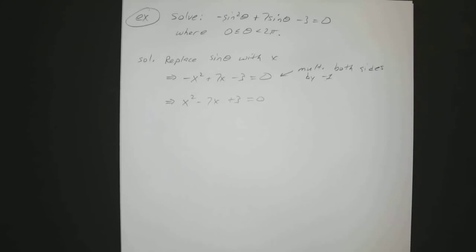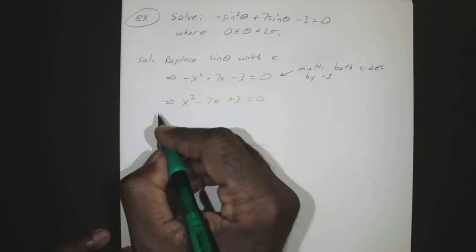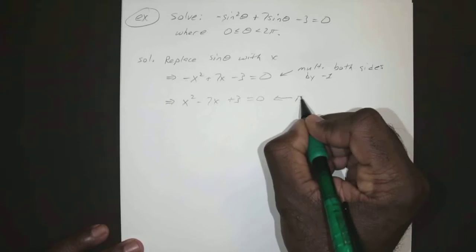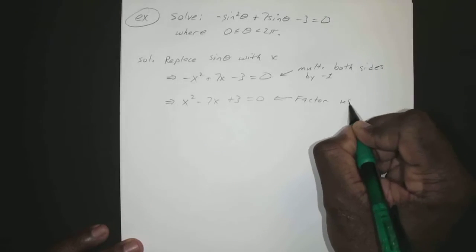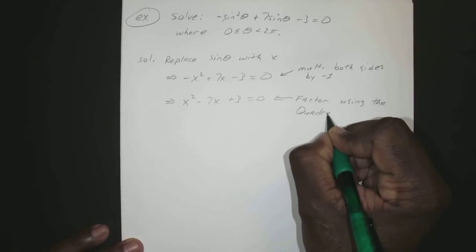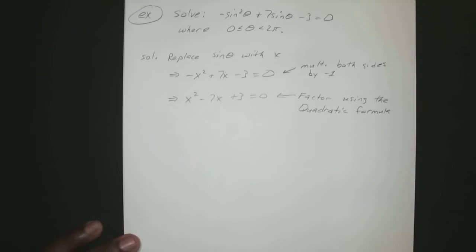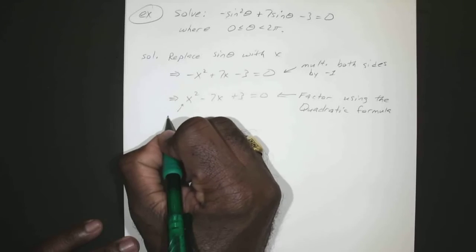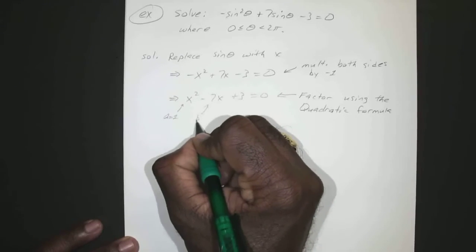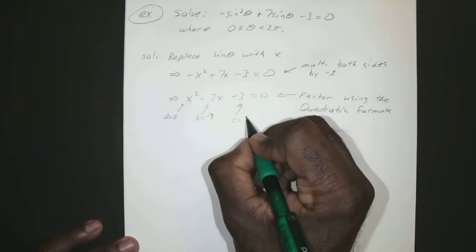All right. Now with this one, you can't factor it all that neatly because you can't have an x plus this, x minus that kind of jump out at you. So you can actually use the quadratic formula for this. Okay, so here your a is equal to 1, your b is equal to negative 7, and your c is equal to 3.